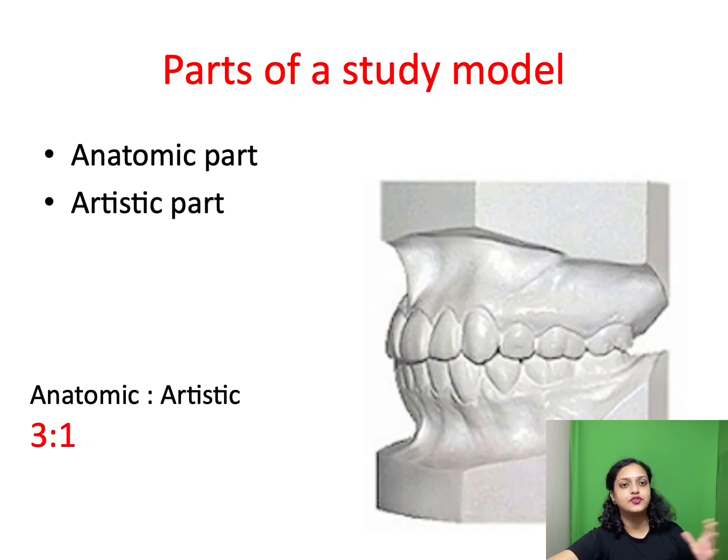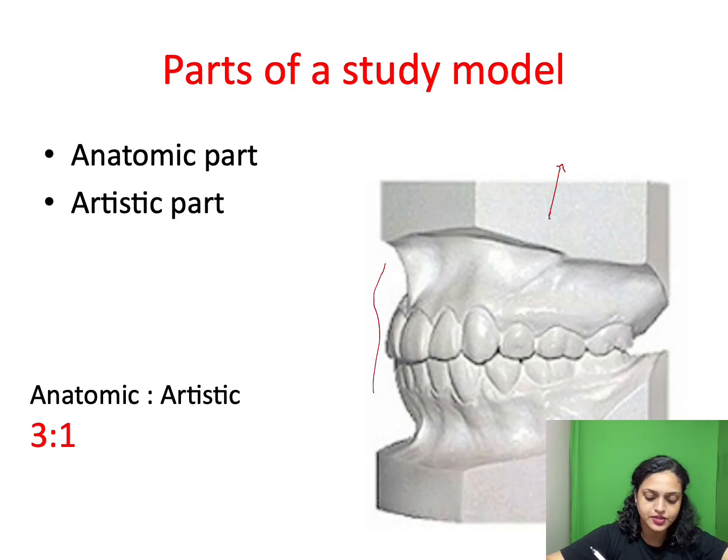So going on to the parts of a study model. Generally, if this is the study model that you can see in front of you, this part is called the artistic part, and this part, which comprises the anatomy, the tooth and the gingiva, is the anatomic part. So the ratio of the anatomic to artistic part is 3:1. This question has been asked, I think, in the recent NEET exam. So if they ask you what a study model should have, the anatomic to artistic part ratio is 3:1. So please remember this ratio.